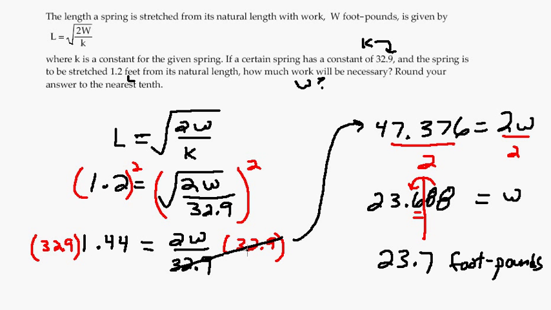Read through the problem, figure out which number goes with which variable, plug it in, solve for the other variable, check your answer, round it appropriately, and you're good to go.